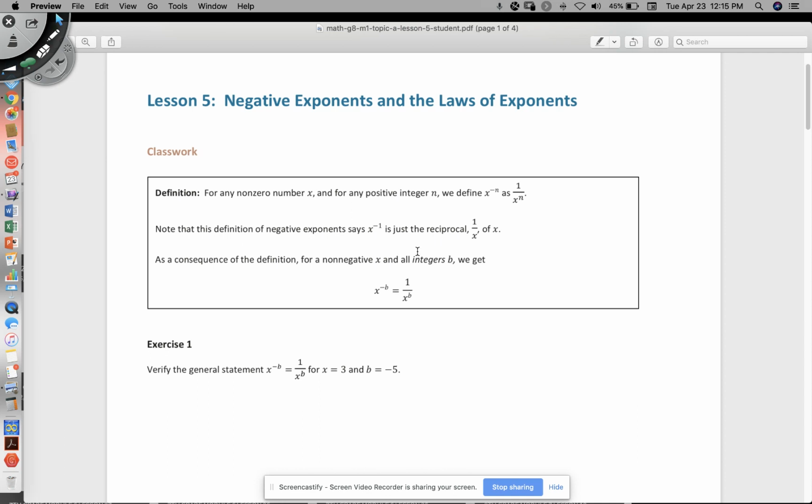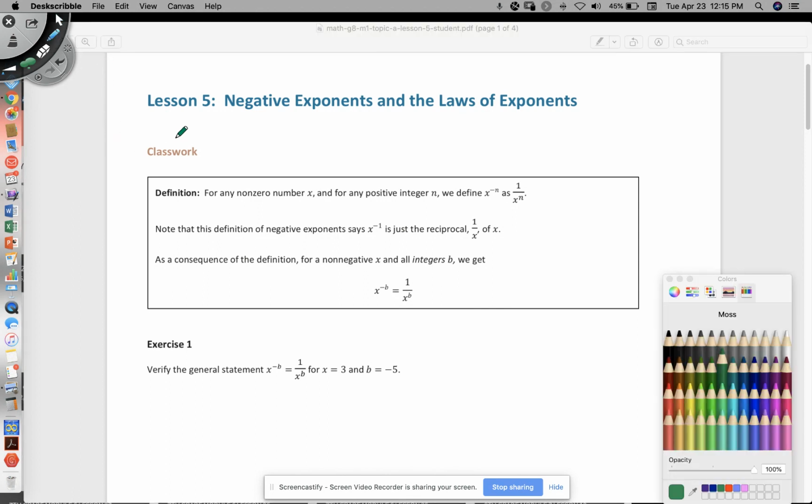All right, this is 8th grade, Module 1, Lesson 5 on negative exponents and the laws of exponents. So what do we do when we come across an exponent and it's negative? Not the base number, the actual exponent itself is negative. So for instance here, some number to a negative exponent of some sort, what do we do when that happens?